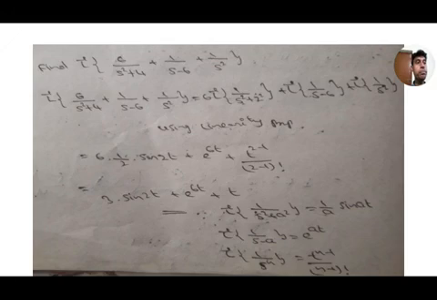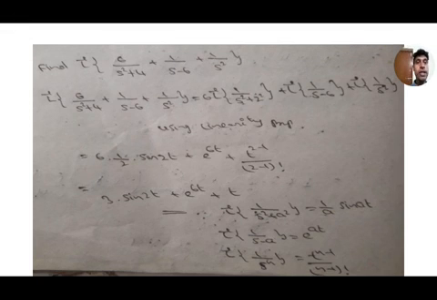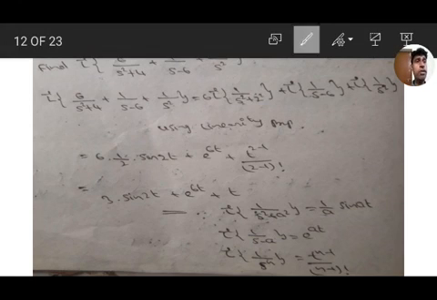Next problem. Find L inverse of 6 by s square plus 4 plus 1 by s minus 6 plus 1 by s square. Here it is a sum of three functions. So L inverse of 6 by s square plus 4, 1 by s minus 6, 1 by s square.